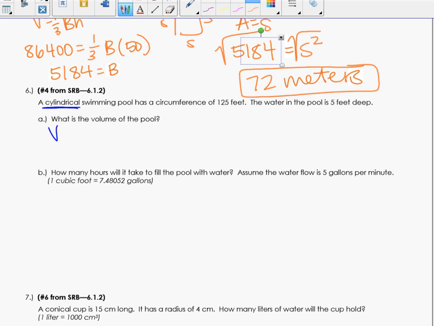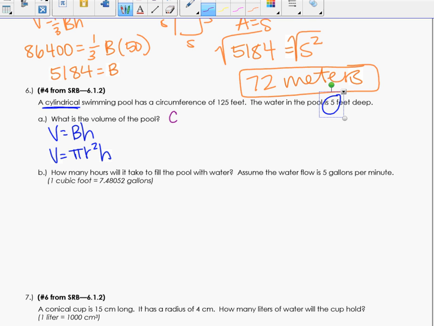Well, volume equals area of the base times the height for a cylinder. And if it's a cylinder, the area of the base is pi r squared. And now you have times the height. So here, they give us the height is 5. But if you look, you aren't given the radius specifically, but you are given circumference is 125 feet.